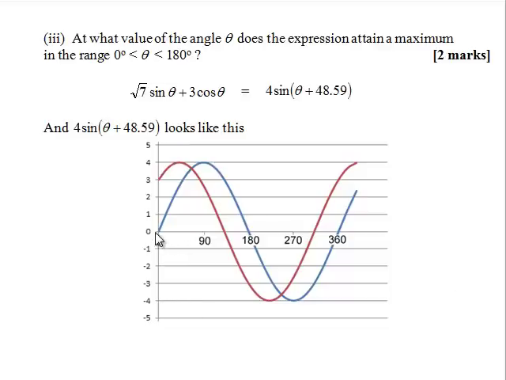Now, when theta is 0, we're calculating the sine of 48.5, which is the value we've got here. So the maximum is going to be here, which if you scan down, it's going to be a little less than 45. So if we take 90 minus 48.59, we'll get the value to be 41.41, which is a little less than 45 as we expected. And that's the answer to part B3.